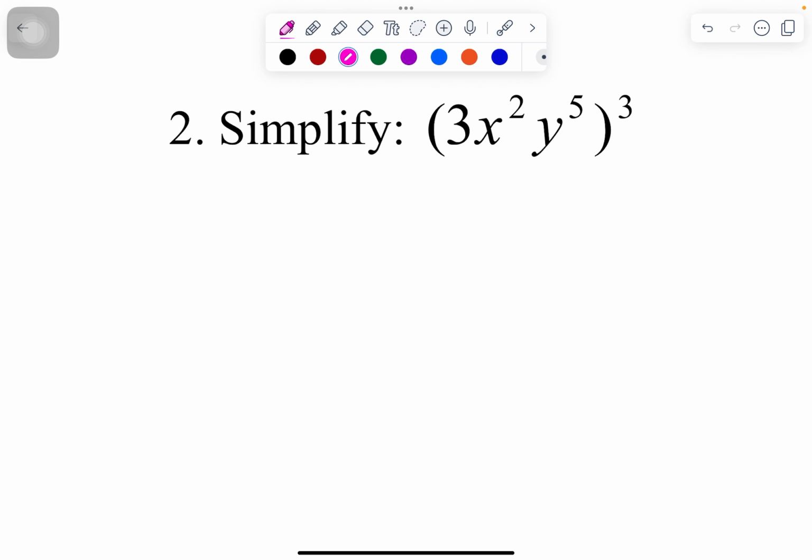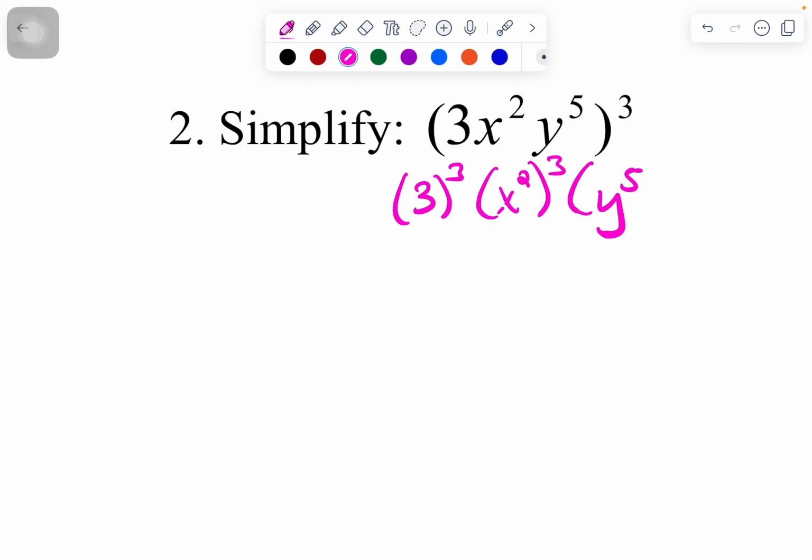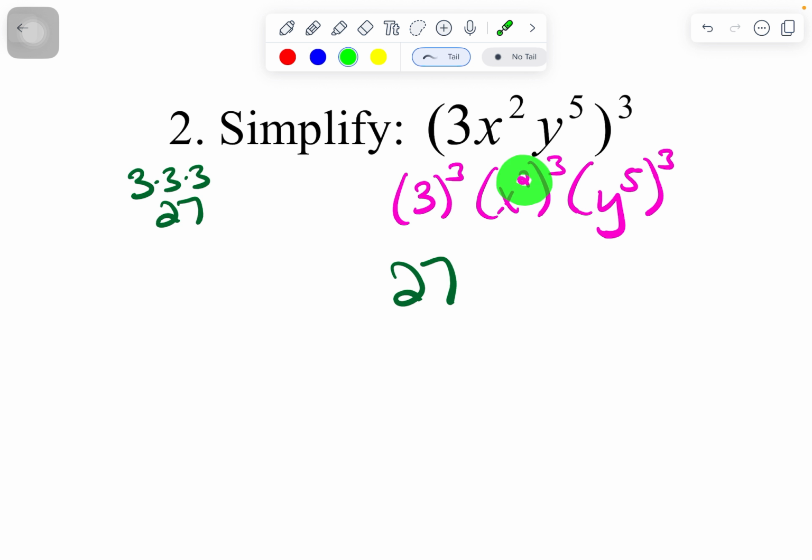All right, and this only works because we're dealing with multiplication inside. So we're going to have 3 to the third, we're going to have x squared to the third, and then we're going to have y to the 5th to the third. And we're going to just deal with each of those pieces separately. So 3 to the third means I've got 3 times 3 times 3, which is 27. So there's my 27.